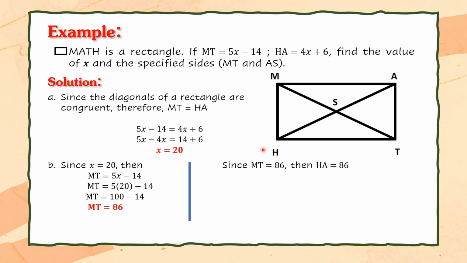Now, let us solve for side AS. As you can see in our illustration, AS is half or 1/2 of HA. Or in other words, 2AS is equal to HA. Now, substituting HA, we will have 2AS is equal to 86. To get AS, we are going to divide both sides by 2. So, we will have now AS is equal to 43. So, side AS is equal to 43.